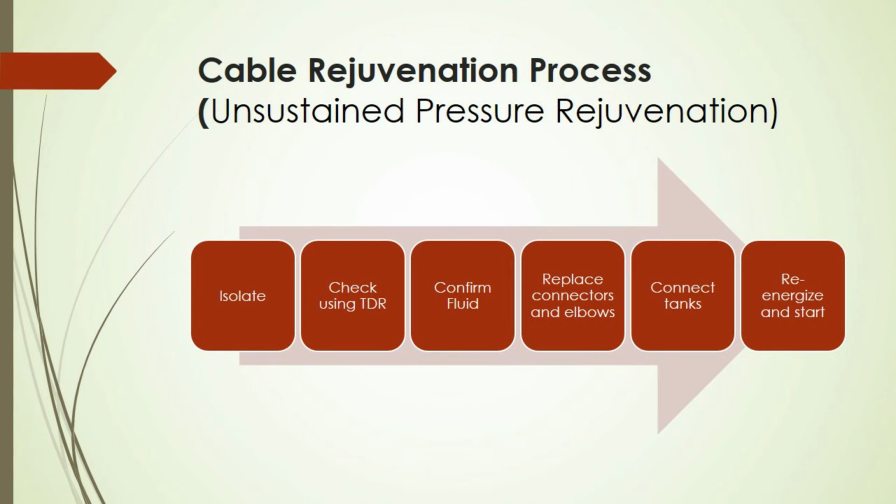Then moving on, we've got step 4, which is replacing the connectors and injection elbows as needed. And then in step 5, at one end of the cable, we should connect a feed tank to the injection elbow, and we should connect a vacuum tank to the other injection elbow. And lastly, in step 6, we will need to re-energize the cable section and start the injection procedure with the transformer closed.